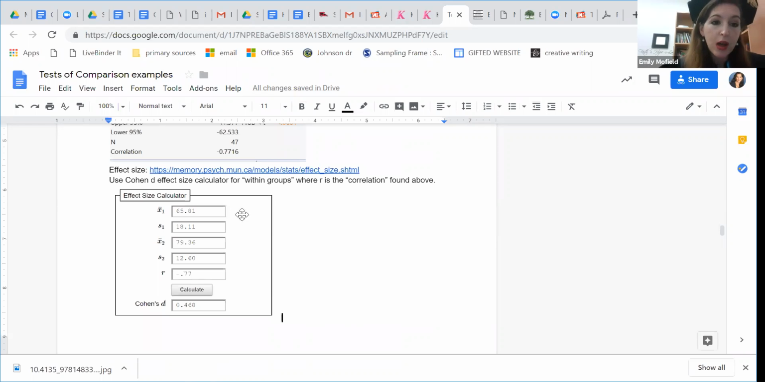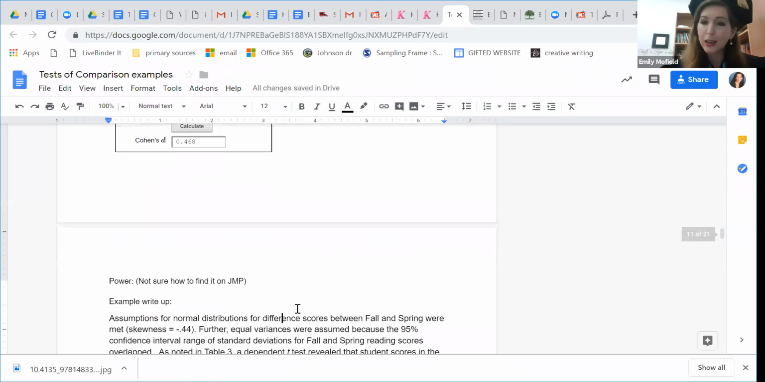All right, so I'm typing in the mean of time 1 and the standard deviation of time 1, the mean of time 2, the standard deviation of time 2, and here I put the correlation, which is here, between these two time periods. I hit calculate, and so the Cohen's d is 0.47, which is considered moderate. How do I know that? I look it up in the Hatcher book.